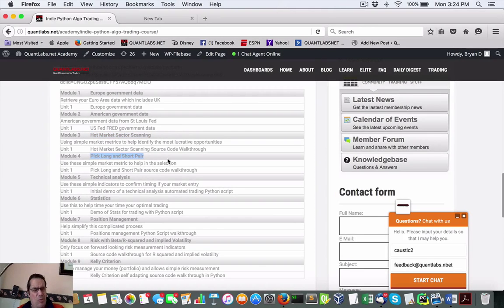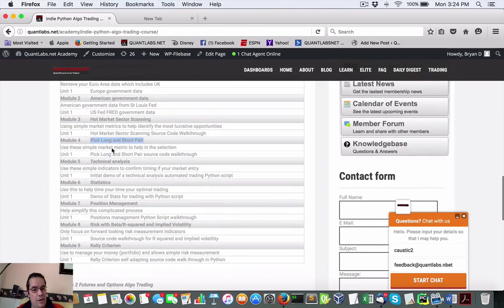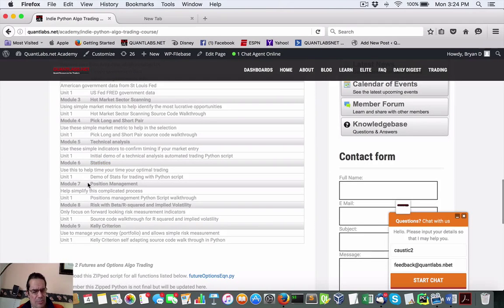From there, we can determine and pick our longs and shorts for the arbitrage opportunities. From there, you can use technical analysis, statistics, and some other measurements to factor in the timing on your trades. Once you put on your trades, we need to talk about position management and how to assess the risk once you put on those trades, to measure your exit.